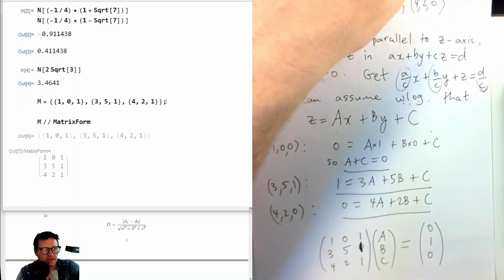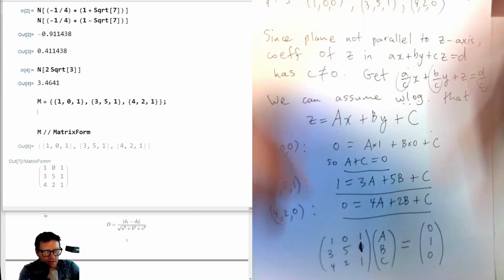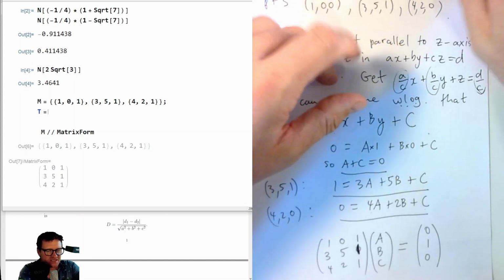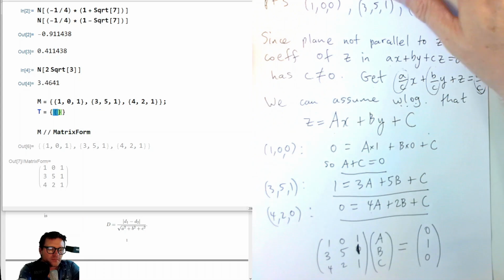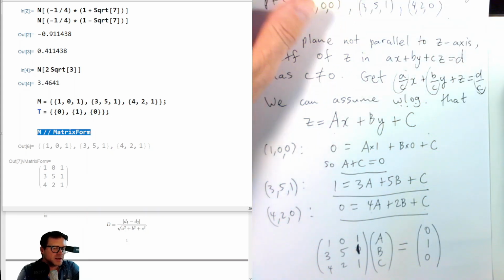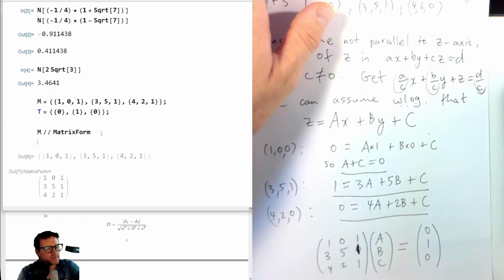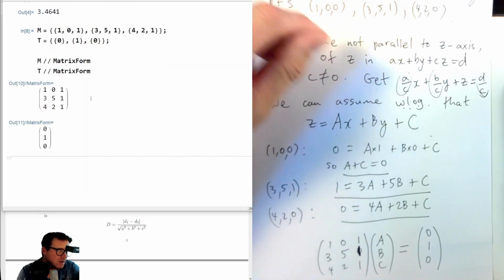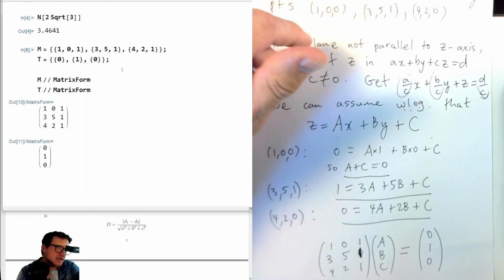All right, and then we have another thing, the right-hand side of this, which I'll also enter, and let's just call this T: 0, 1, and 0. All right, and just to show you that it looks like it does on the page. Okay, here we go.